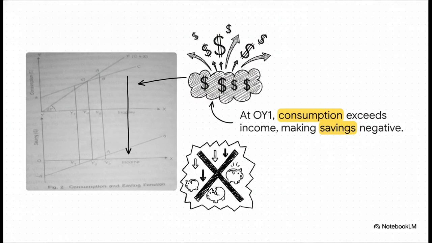Take a look specifically at that OY1 mark on the axis. If you check out the top panel, the C line, which is consumption, is physically higher than that 45-degree income line. The economy is literally spending more money than it's making.